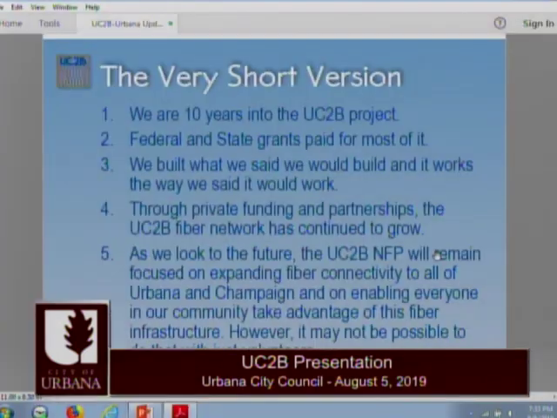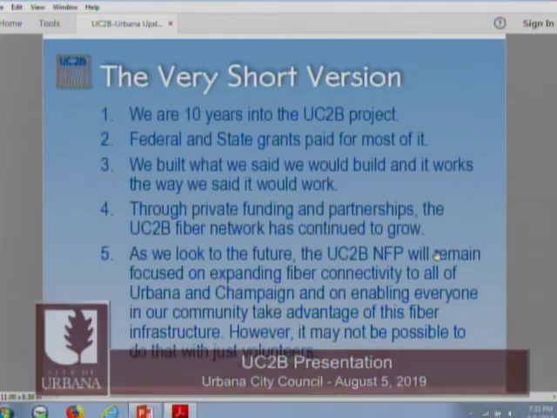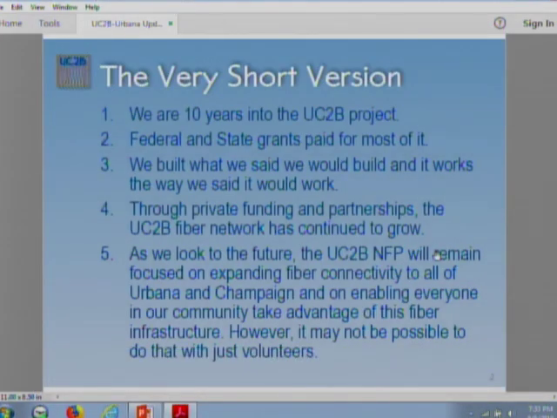The very short version is that we are 10 years into this project. I know that seems impossible, but it's true. Federal and state grants paid for most of it, which is good. We built what we said we would build, and it works. And it works the way we said it would work, which is always nice.